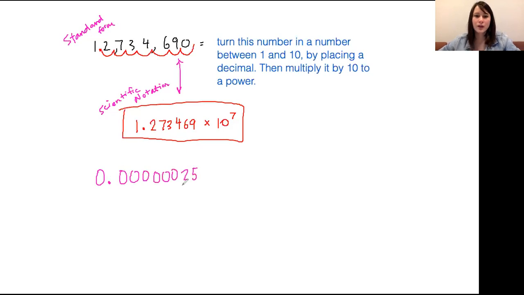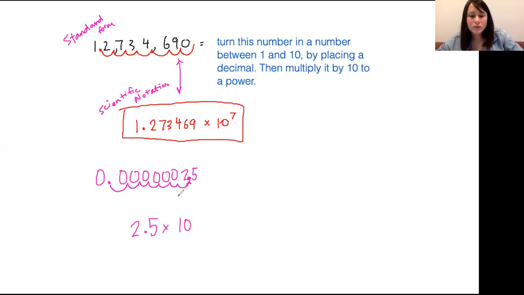0.000000025. Lots of zeros, 6 zeros in between. The way we would write this in scientific notation is the same idea. We're moving our decimal so that this becomes a number between 1 and 10. So that means I would place my decimal 2, 3, 4, 5, 6, 7 places to the right, which makes my decimal right here. So I would write this as 2.5 times 10 to a power.